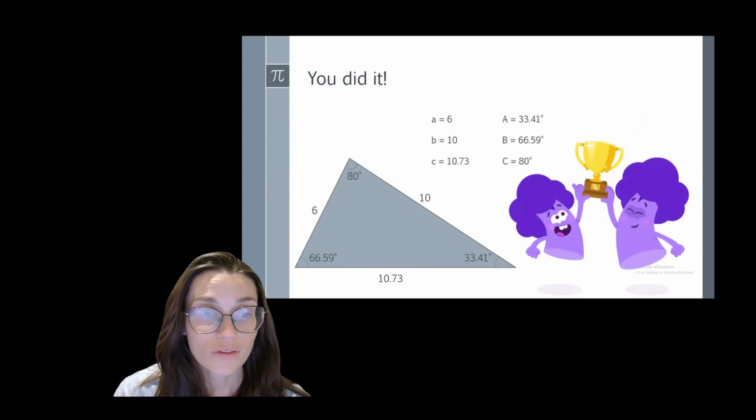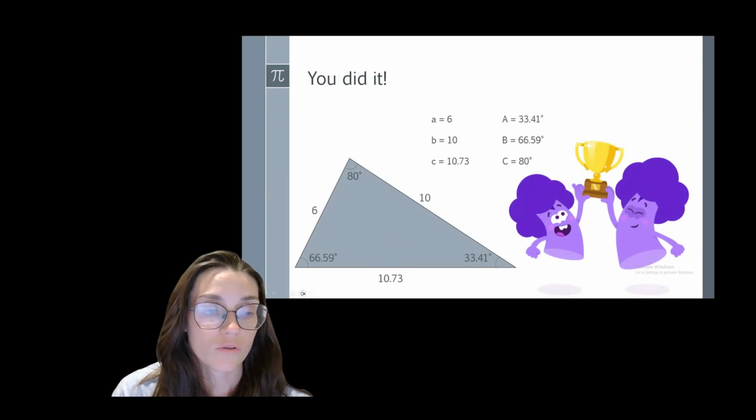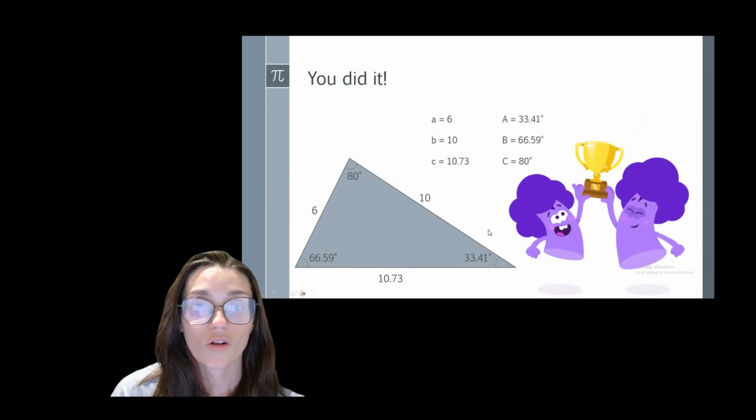Now we have all of our values for our triangle. We started out with just 6, 80, and 10. And now we have the value for side C and the angles for angle B and angle A.